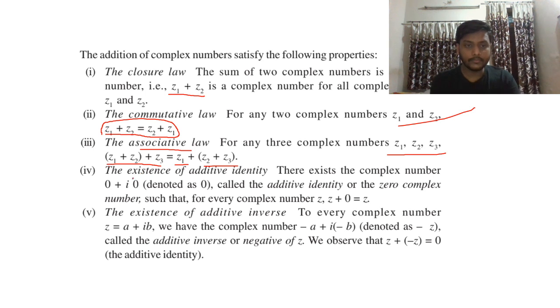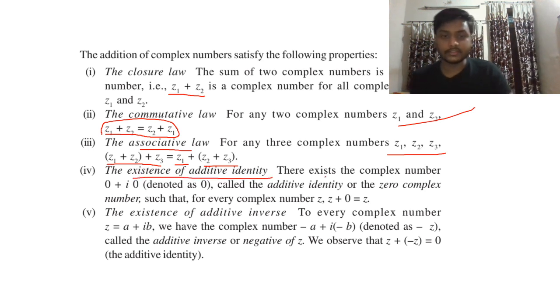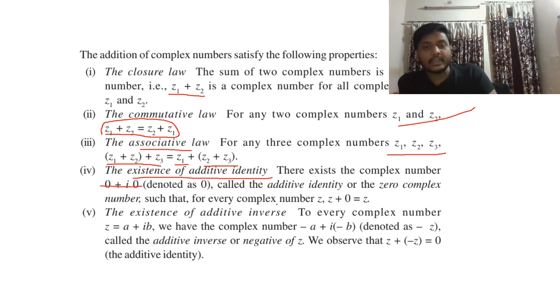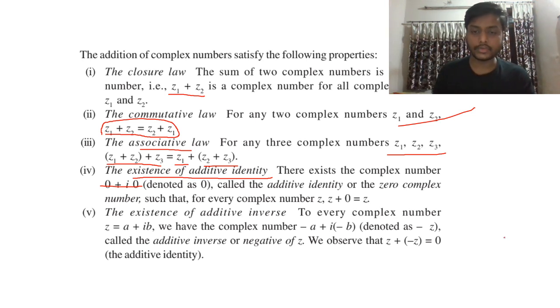Okay, then we have the existence of additive identity, which states that there exists the complex number 0 plus iota 0. So basically it is a complex number which, if I add it to my given complex number, I should get the same complex number, and that is nothing but 0. So this is known as what? This is known as additive identity. This 0 is known as additive identity. Okay, sorted.